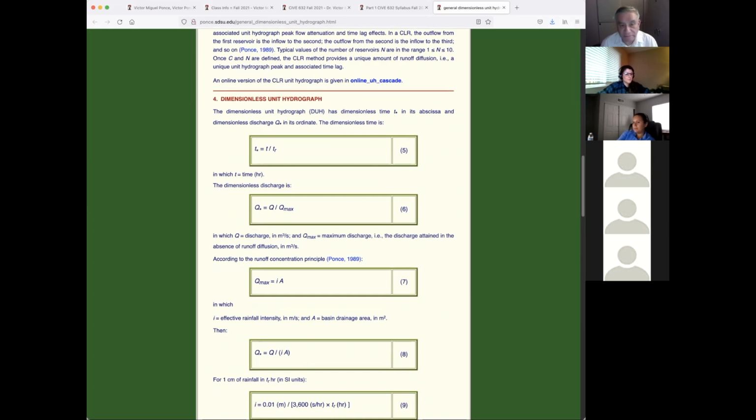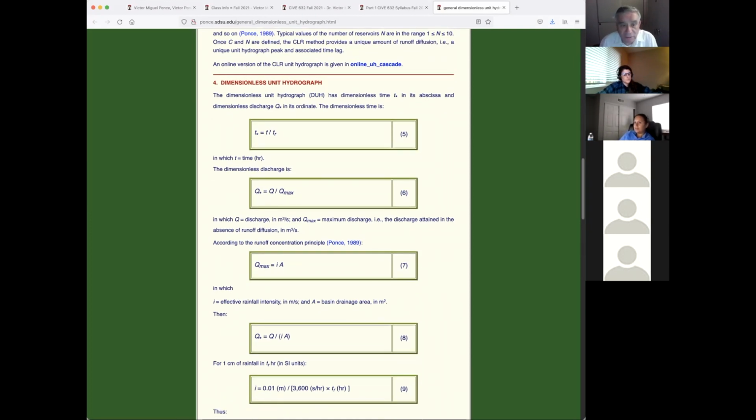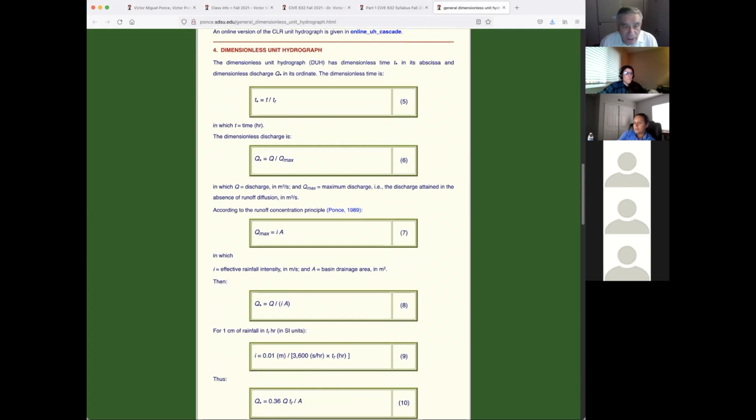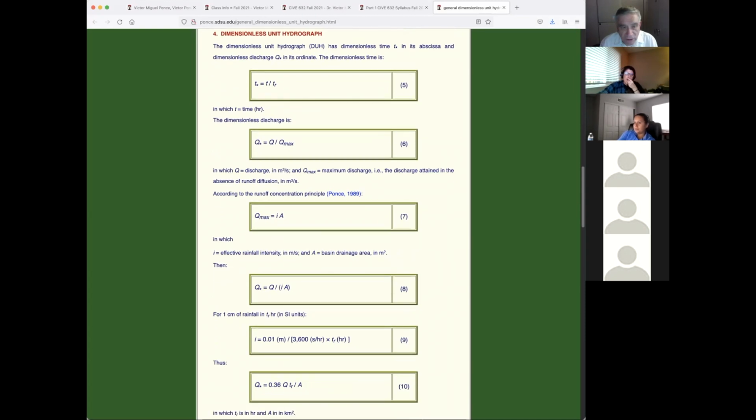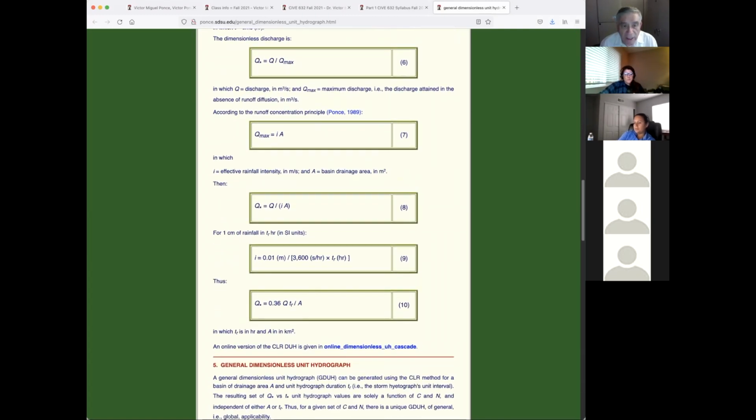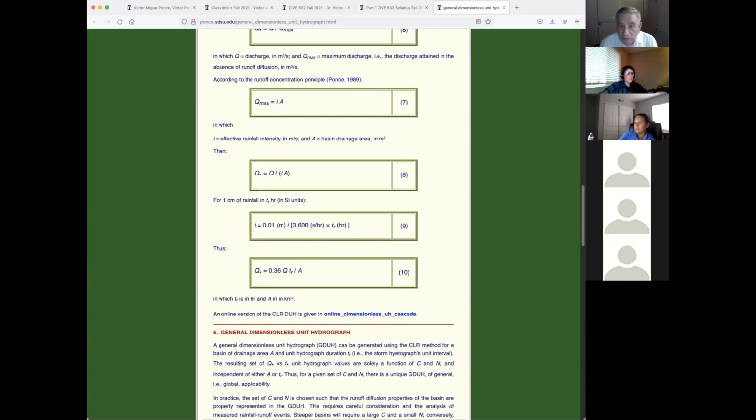That's the maximum. Remember I told you Monday that when C, the Courant number, is equal to 2, and the number of reservoirs equals 1, then the response of the hydrograph is the rational method, because that's the way it should be. That is the isosceles triangle of the rational method. So according to the runoff concentration principle, Q max equals IA. You can go back and review my book. And I is the effective rainfall intensity, and A the drainage basin area. So the Q star is equal to Q over IA.